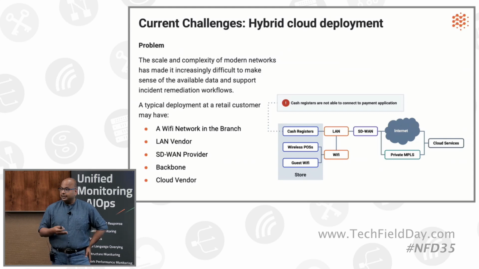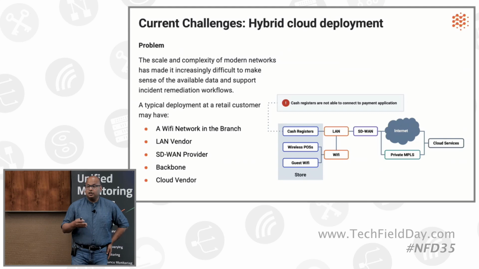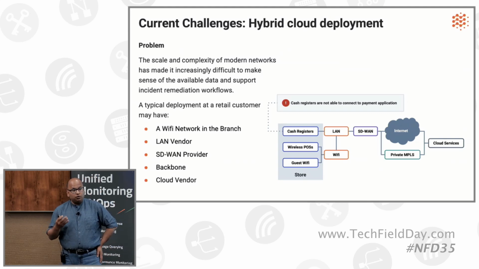Is it the Wi-Fi inside the store? Is it the LAN connection? There's probably an SD-WAN connection going out to the internet. And of course, you have the cloud provider. You have AWS, you have Azure. So now when things go wrong, people who are experts in each of these domains have access to that data. They understand what's going on. But any other person is not able to figure out where my problem is.